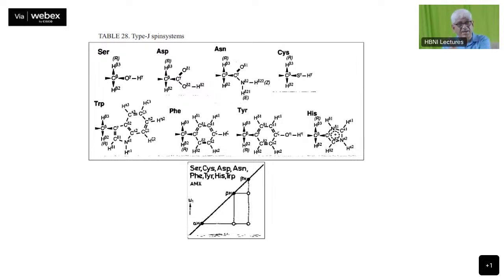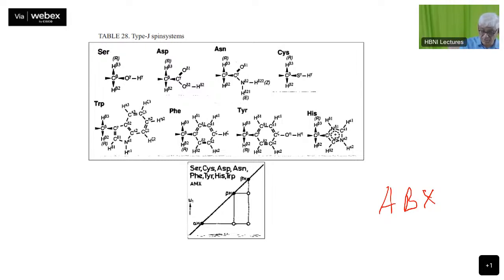After that, there is no immediate connection. There is no connection to the gamma. And therefore, these are all called ABX spin systems. There are 7 residues. These are grouped together as ABX or type J spin systems. You see, there are 2 beta protons. Beta to the gamma, there is no connection. Therefore, it ends at the betas.